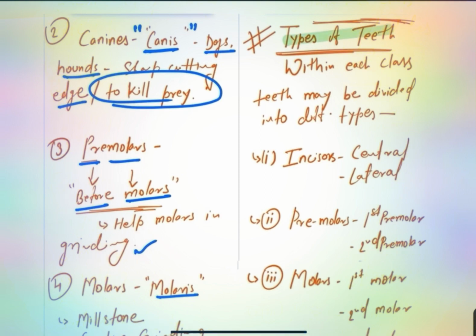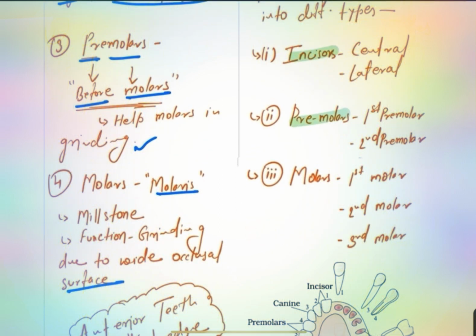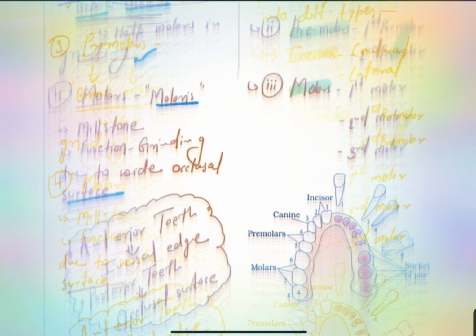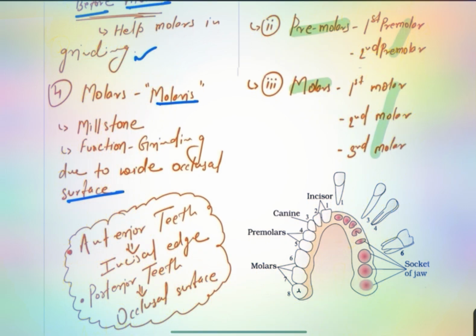See, within each class you will see different types of teeth like incisors, premolars and molars. Further, in incisors you will see two different types, central and lateral. Premolars have premolar first and second. Molars have first, second and third molar, right?